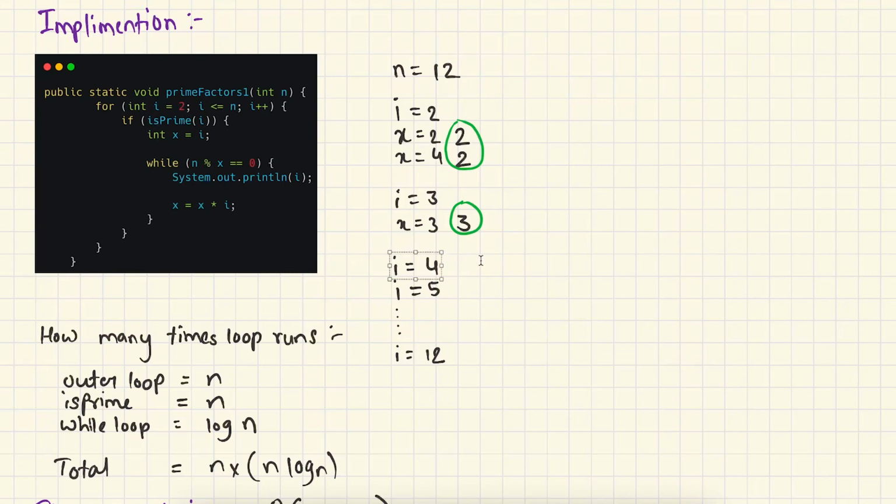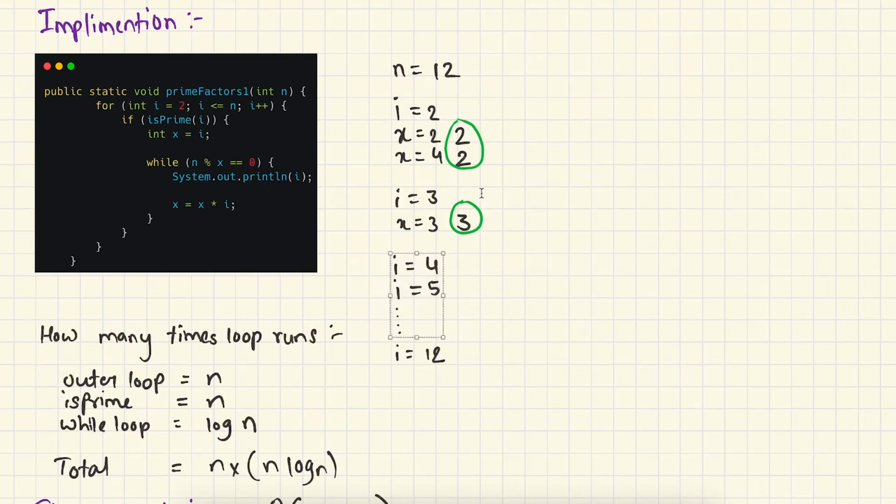Now in the next iteration, the value of i becomes 4 and it checks if 4 is prime or not. 4 is not prime, so it continues to the next iteration. In the next iteration, i becomes 5. It checks if 5 is prime or not. 5 is prime, but the while loop is not going to run because 12 is not divisible by 5. So this process continues and the for loop reaches i equal to 12. So this is how we print all the prime factors of 12. So the idea is simple: just run a loop from 2 to n and for each i take out all the multiples of i from the number n. Okay, so far so clear.